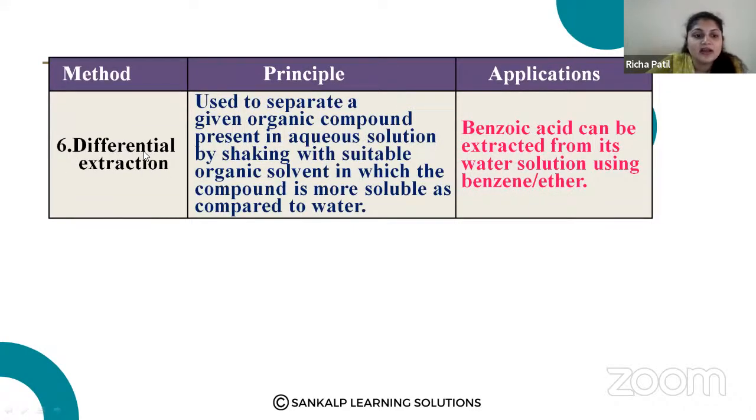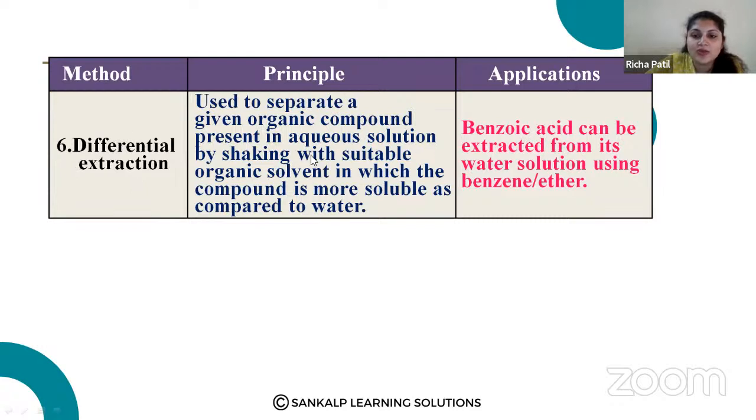Next is differential extraction. Differential extraction is used for separating an organic compound which is present in an aqueous solution. If you want to extract an organic compound from an aqueous solution, you add some organic solvent and shake it, and there will be separation of two layers. Whatever organic compound is there will get dissolved into the organic solvent, and your impurities will be left over in the aqueous layer. Okay, so like this you can separate your organic compound.